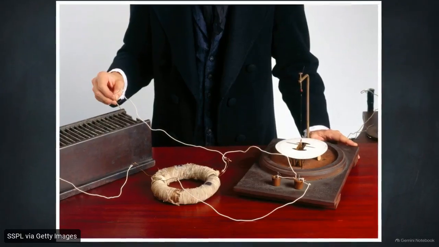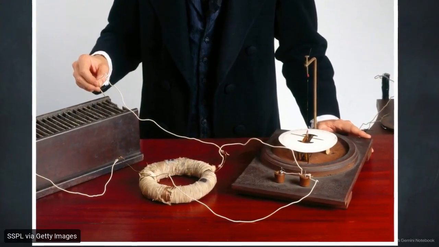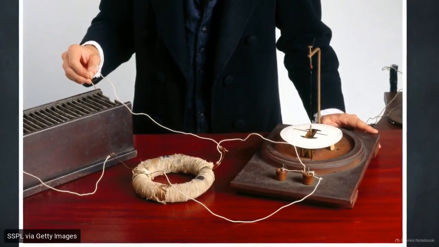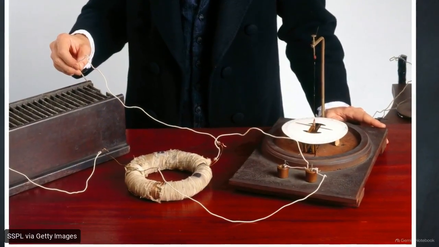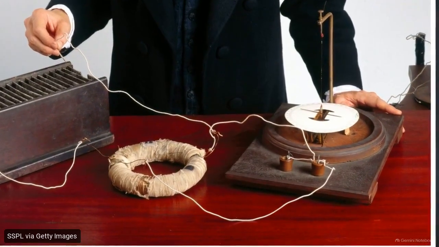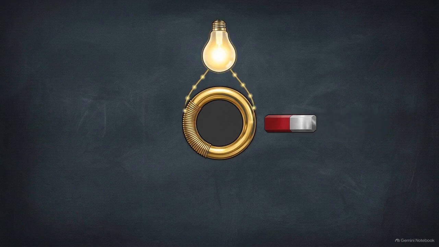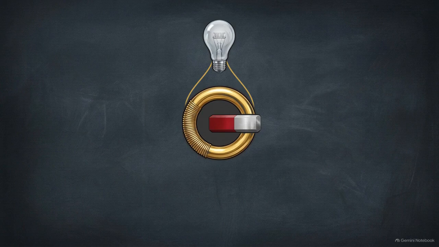They tested this by connecting a coil of wire to a galvanometer, a meter to detect current, and placed a bar magnet nearby. If you hold that magnet perfectly still next to the wire, absolutely nothing happens. The meter stays firmly at zero. Current only appears when there is motion. When the magnet moves toward the coil, or when it is pulled away, electricity instantly surges through the wire.